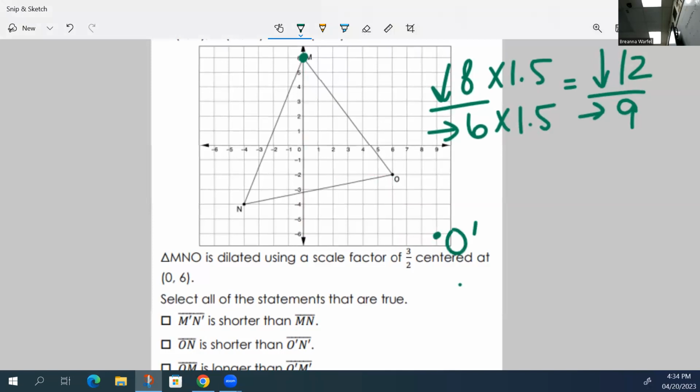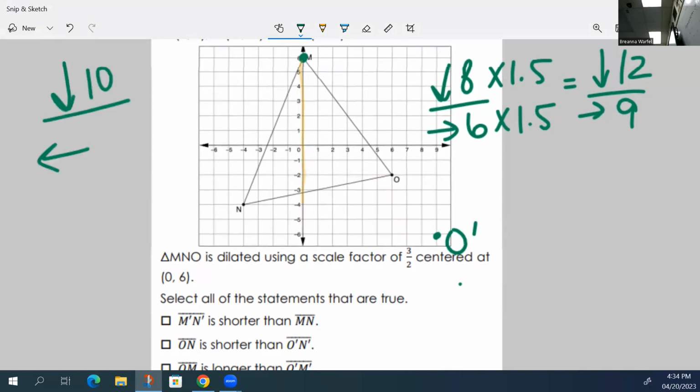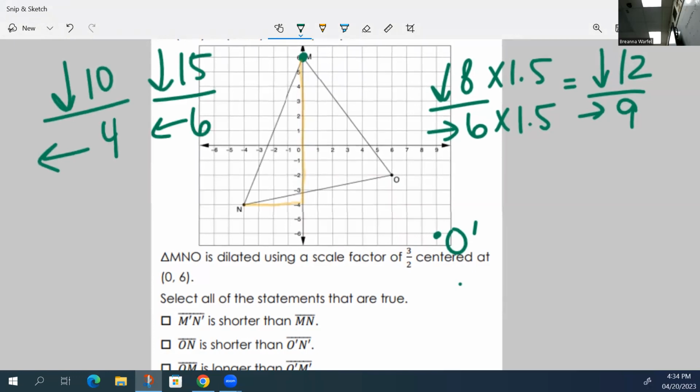Then M to N is the same way: down 2, 4, 6, 8, 10. So down 10 and left 1, 2, 3, 4. Down 1.5 would be 10 and 5, which means it'd be down 15, and over 6, since 4.5 of that would be 6 together. So that is where you're going to end up getting off the graph.